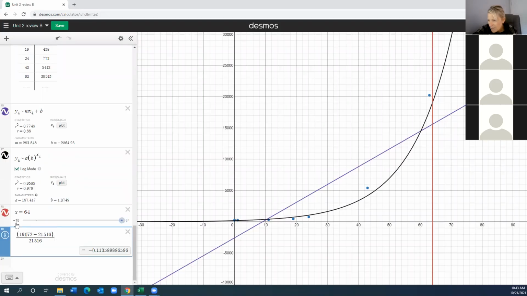And right here is where I typed it in Desmos. And I got a negative 0.11, which is 11% under predicted, right? We spent more than what we even predicted, which is a crazy amount. Not good. And it's getting worse.